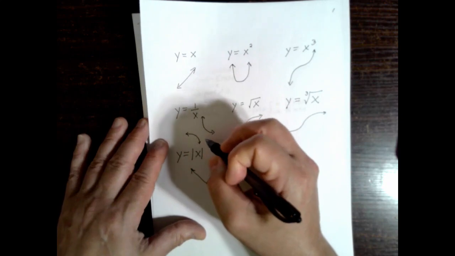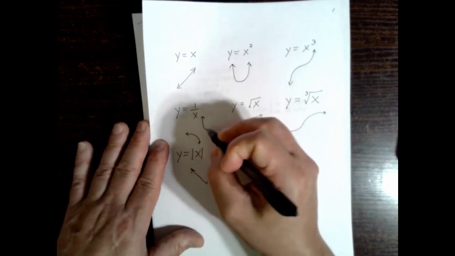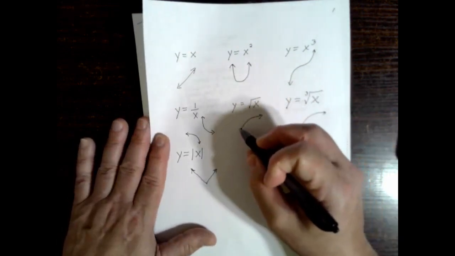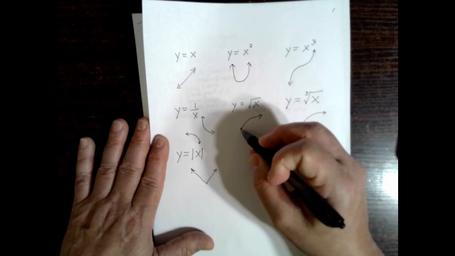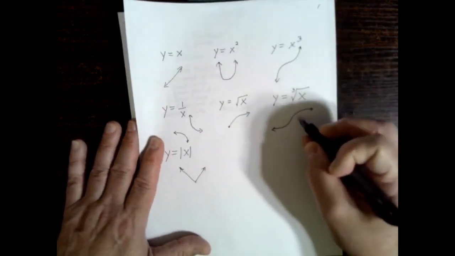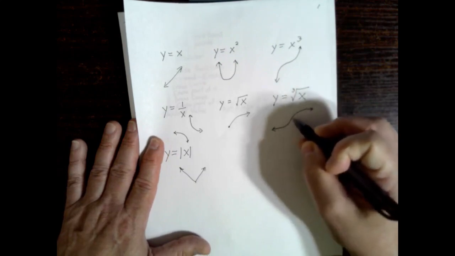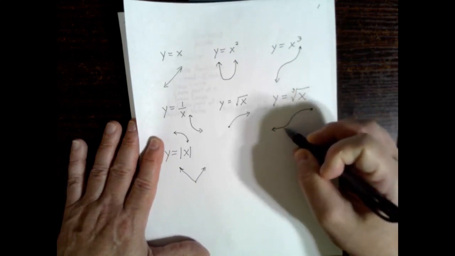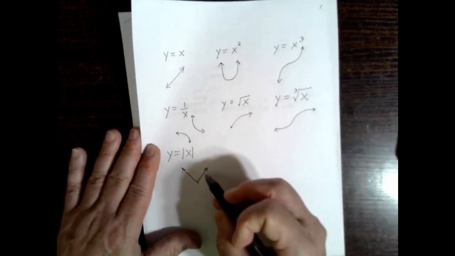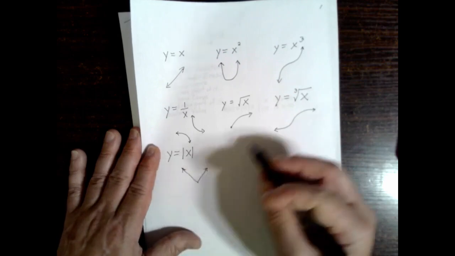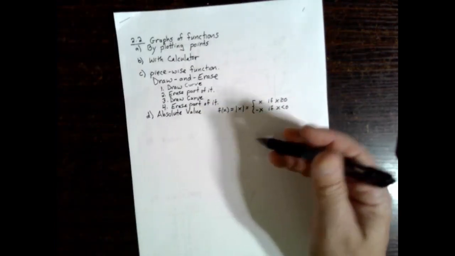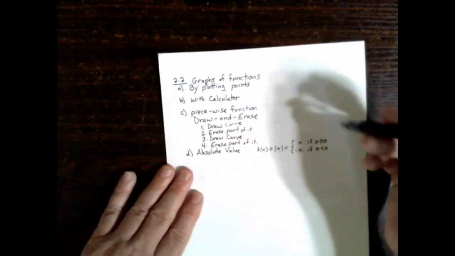Y equals 1 over x is called the reciprocal function. It shoots off like this and then down like that. Y equals the square root of x shoots off like a firework, starts at a certain point and shoots off in one direction. Y equals cube root of x does the same thing, but it goes in both directions. It doesn't have the restriction on the domain like the square root does. And then absolute value is the only one that has a sharp edge to it. All the rest of these should be a smooth curve. Don't ever make a sharp edge to any of your graphs unless it's absolute value.